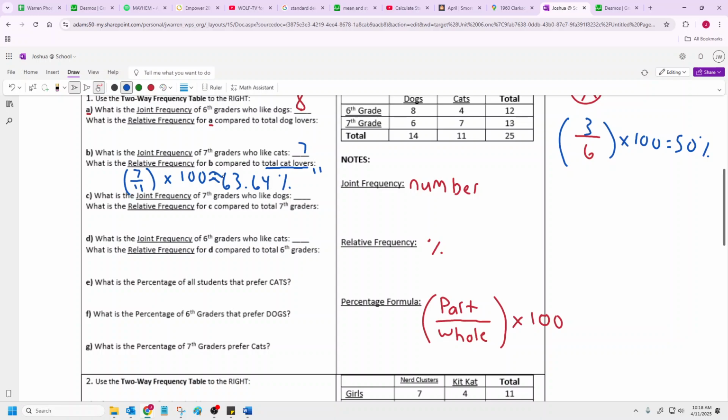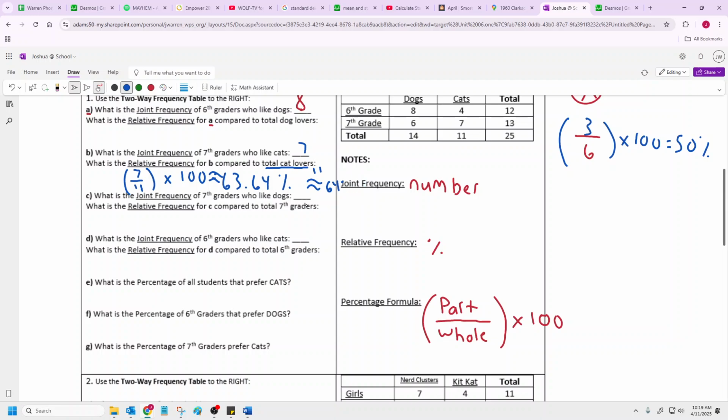Approximately. We're going to do approximate. We're going to round up. This time this number is above 5 and above, so it's going to be 64%. So that becomes your answer for that one right there.